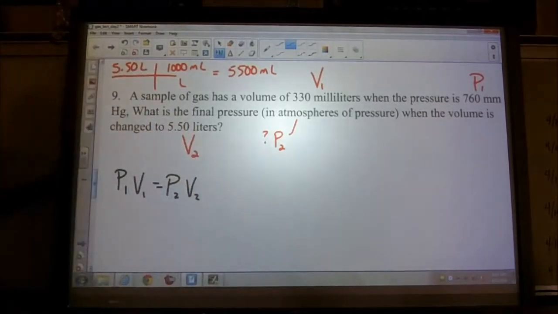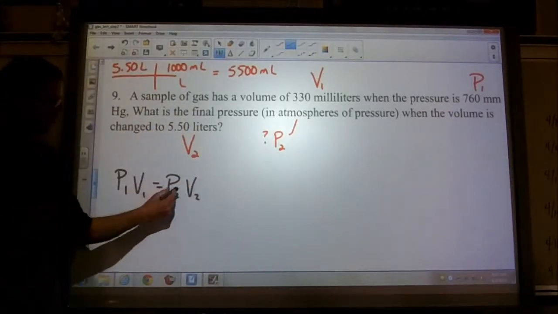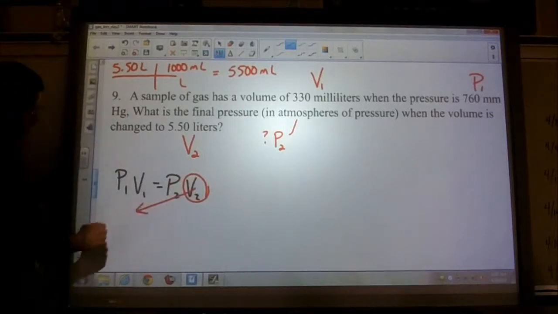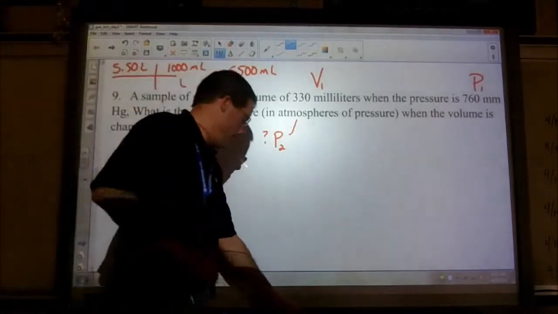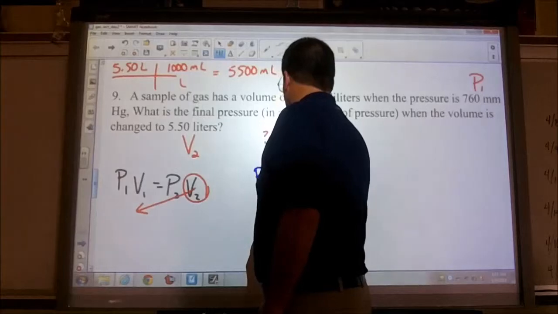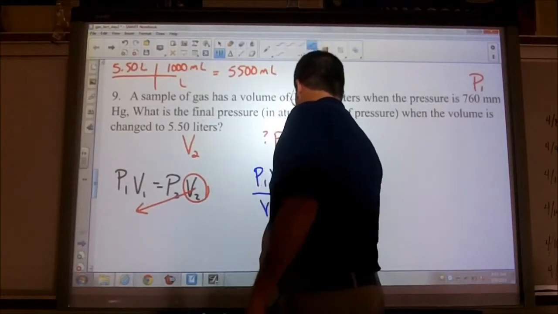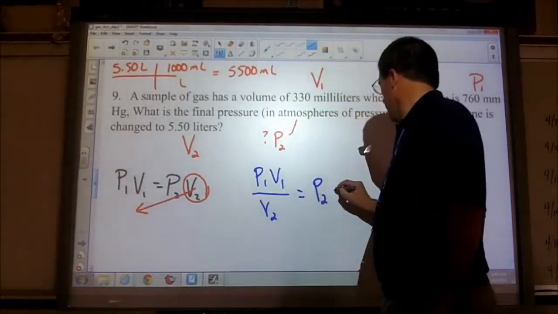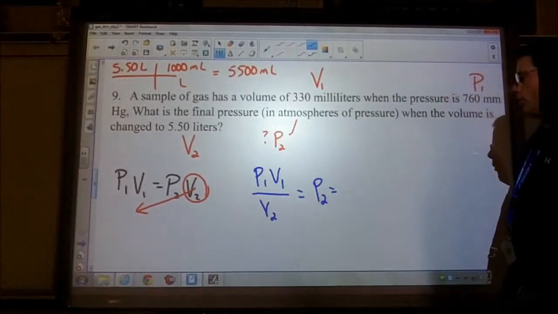Which variable are we looking for? P2. So that means we're going to move V2 down. We're going to divide it on both sides. So my equation is P2 equals P1 V1 over V2. And so now let's plug in.